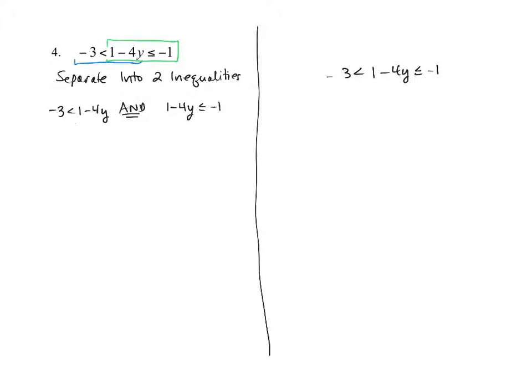Okay, so I'm going to just move my numbers over. So I've got -4 is less than -4y. And then I'm going to divide by -4. When I divide by a negative, I need to flip the direction. So I've got 1 is greater than y.